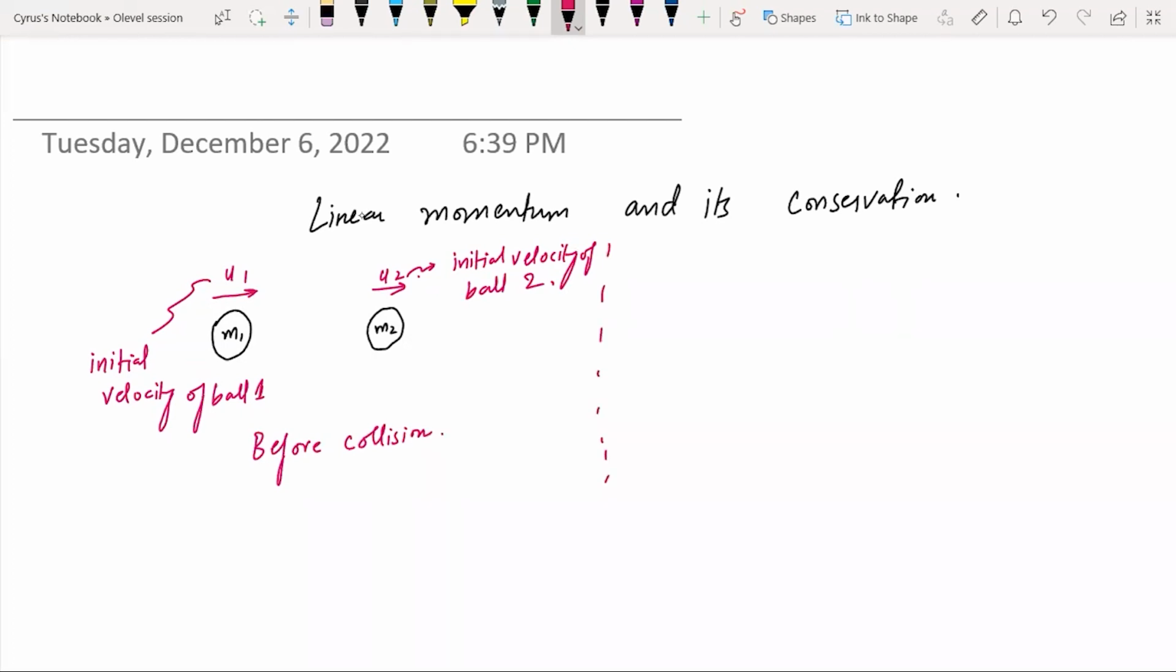अच्छा अब होगा क्या, ये दोनों बॉल्स आपस में टकराएंगी, ठीक है? They will collide. This is m1, this is m2, and when they collide, this ball will exert an action force and this ball will exert a reaction force. I'll call this action, I'll call this reaction, right? The action force is F12, the reaction force is F21. So this is during collision.